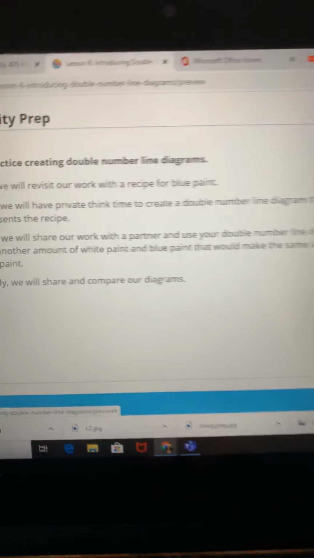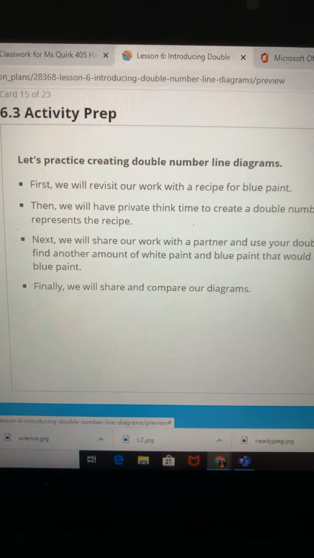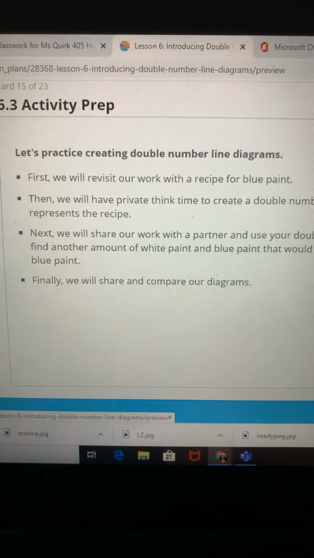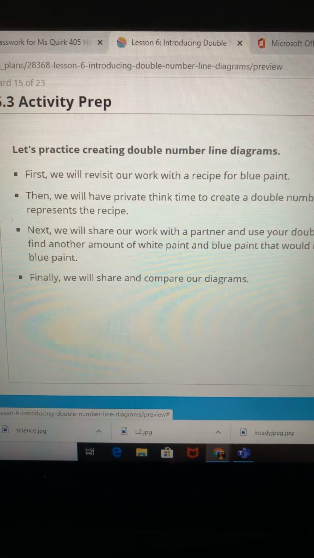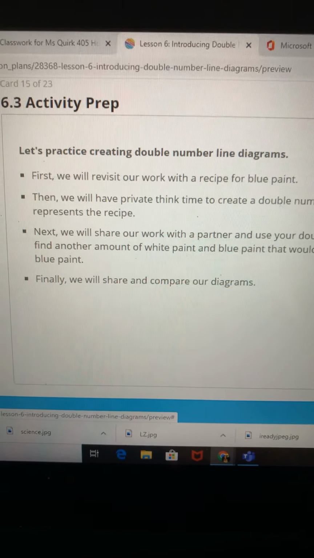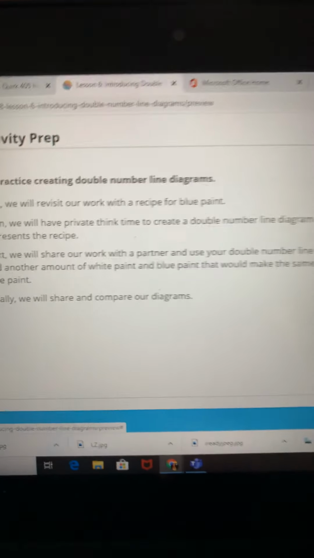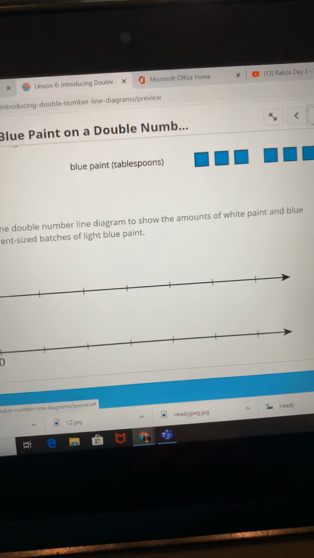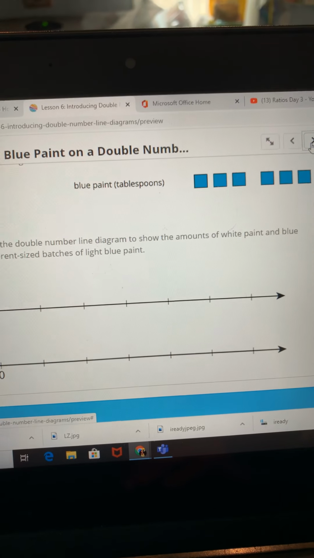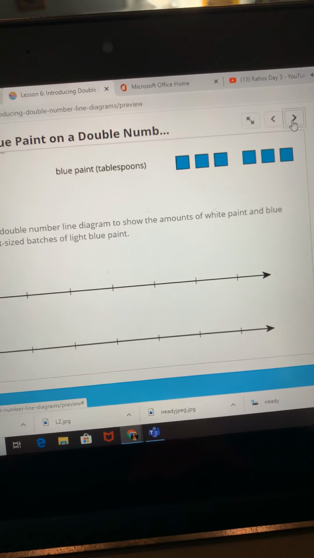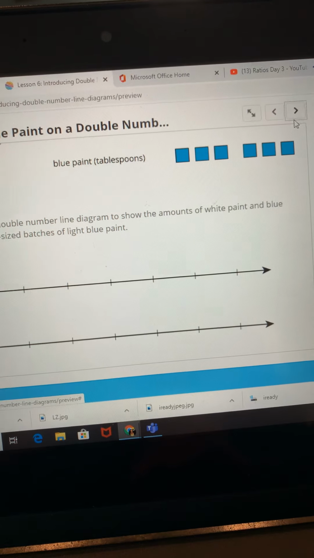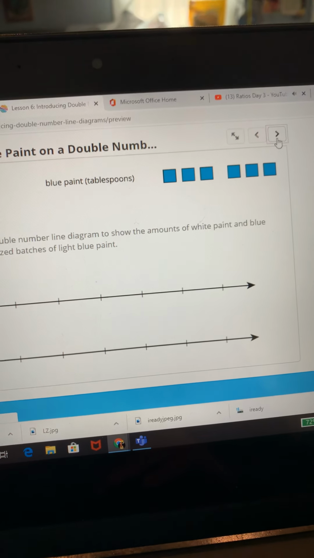And again, this is going to look at the recipe for the blue paint, have the private time to think, share your work, which will be sharing with the Google Docs, and compare our diagrams or just what you can do on Google Docs. All right, so then the recipe again, white to blue paint. Blue paint is teaspoons, there's 6 teaspoons.